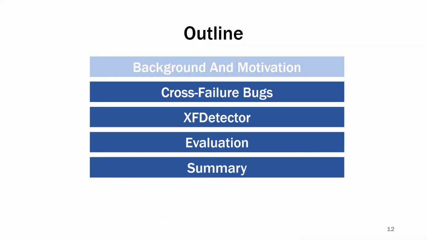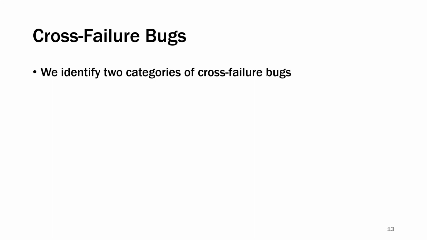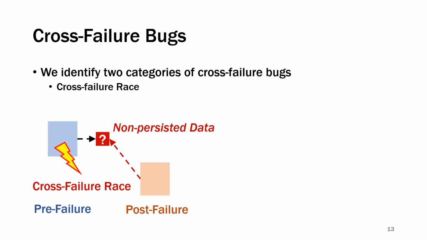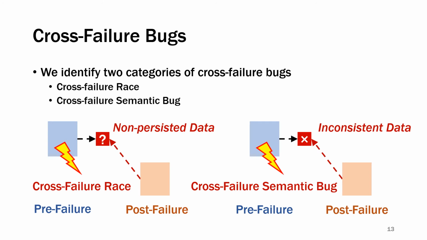So far, I have introduced the background in persistent memory programming and the motivation for a cross-failure bug detection tool. Next, I'll talk about the categorization and definitions of different types of cross-failure bugs. In this work, we identify two categories of cross-failure bugs. The first type of bug is called cross-failure race, where the post-failure stage accesses data that is not guaranteed to be persisted before failure. And the second type is called cross-failure semantic bug, where the post-failure stage accesses data that are semantically inconsistent, according to the program.